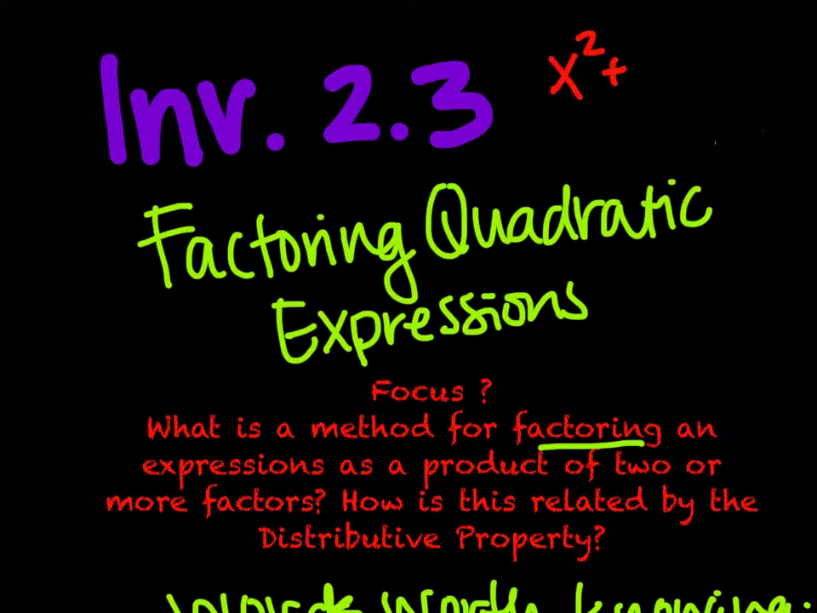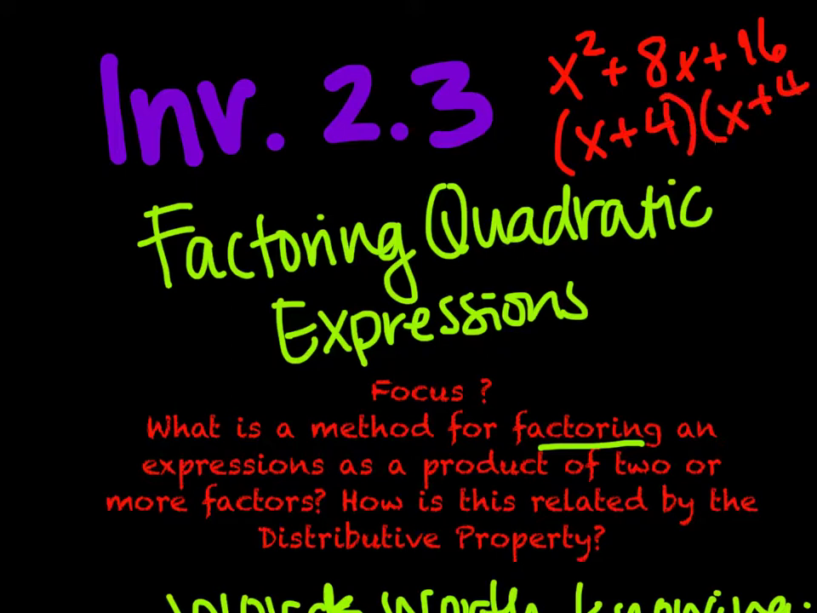x squared plus 8x plus 16. Looking at this, I could break this down into two factors, and those factors are going to look like binomials. They'll look like x plus 4 times x plus 4. So we learned in investigation 2.2 that we can take this information and turn it into x squared plus 8x plus 16. But we can also take this information and turn it into x plus 4 times x plus 4. So kind of fun.